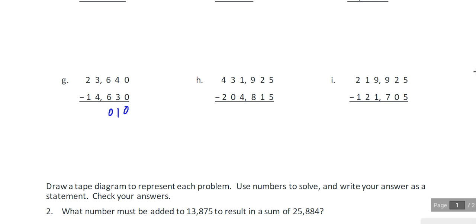So remember this, what we have to do is we have to regroup into smaller units. So we have to take one of those 10,000s and break it into 10,000 units, which makes that 13. So remember, we put the 1 here, which basically makes this 13. Okay, so then we have 13, and we take away 4, and we get 9. Okay, and then this had to become a 1 because we took 1 from it, so 1 take away 1 is 0. So that's your answer.